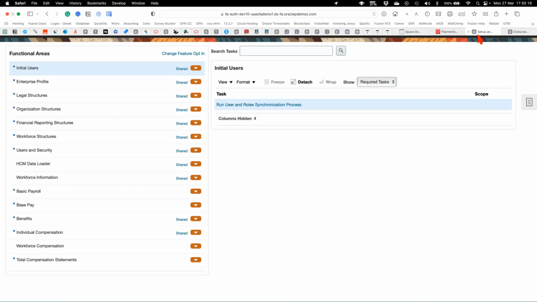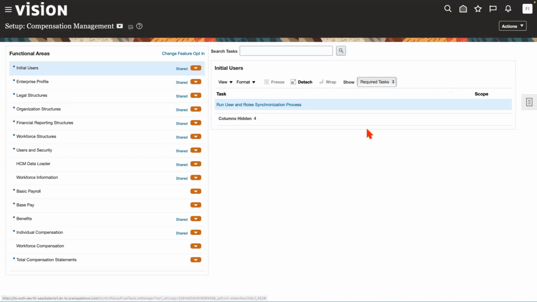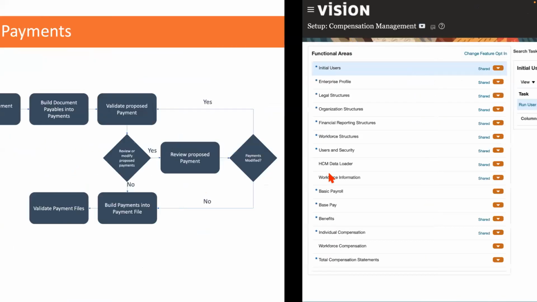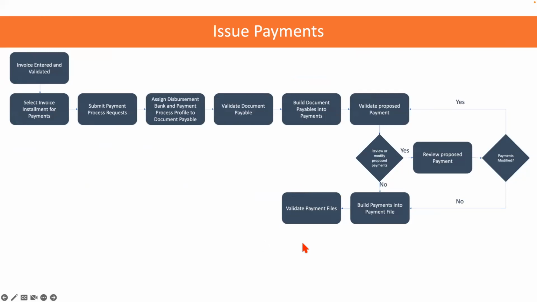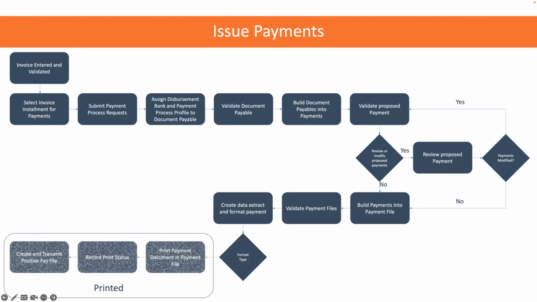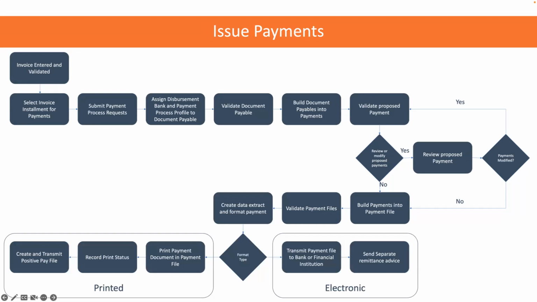Show why it's slow. So once it validates the payment, which is the next phase, it then goes on to create the data file. And then depending on the format, if it's printed, it prints the check and the positive pay file. If it's electronic, it sends the file to the bank. So that's the transmission of the file to the bank.